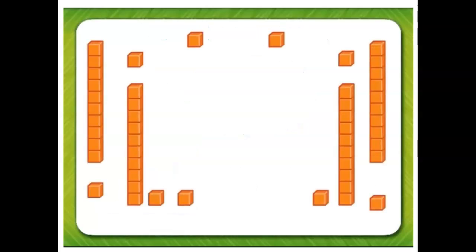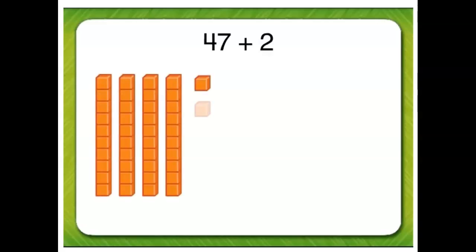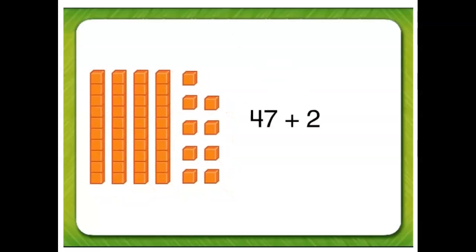We can use base 10 blocks to help us with this next problem. 47 plus 2. 47 has 4 tens and 7 ones. To find the sum, start at 47 and count on 48, 49. 47 plus 2 equals 49.